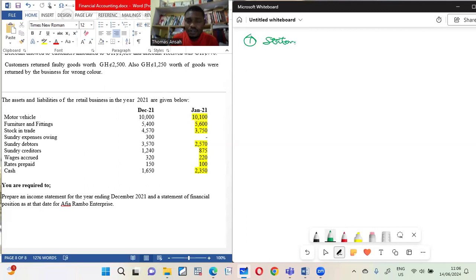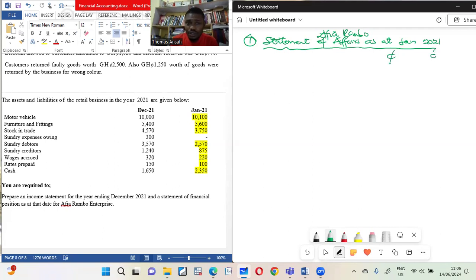Statement of affairs, and we are doing it as at, in the books of Ama Rambo. The name is dangerous. She's a Kumasi person by all means. As at January 2021, because that is the beginning. Here we list all our assets and we deduct our liabilities so that we can get the opening capital, as easy as that.